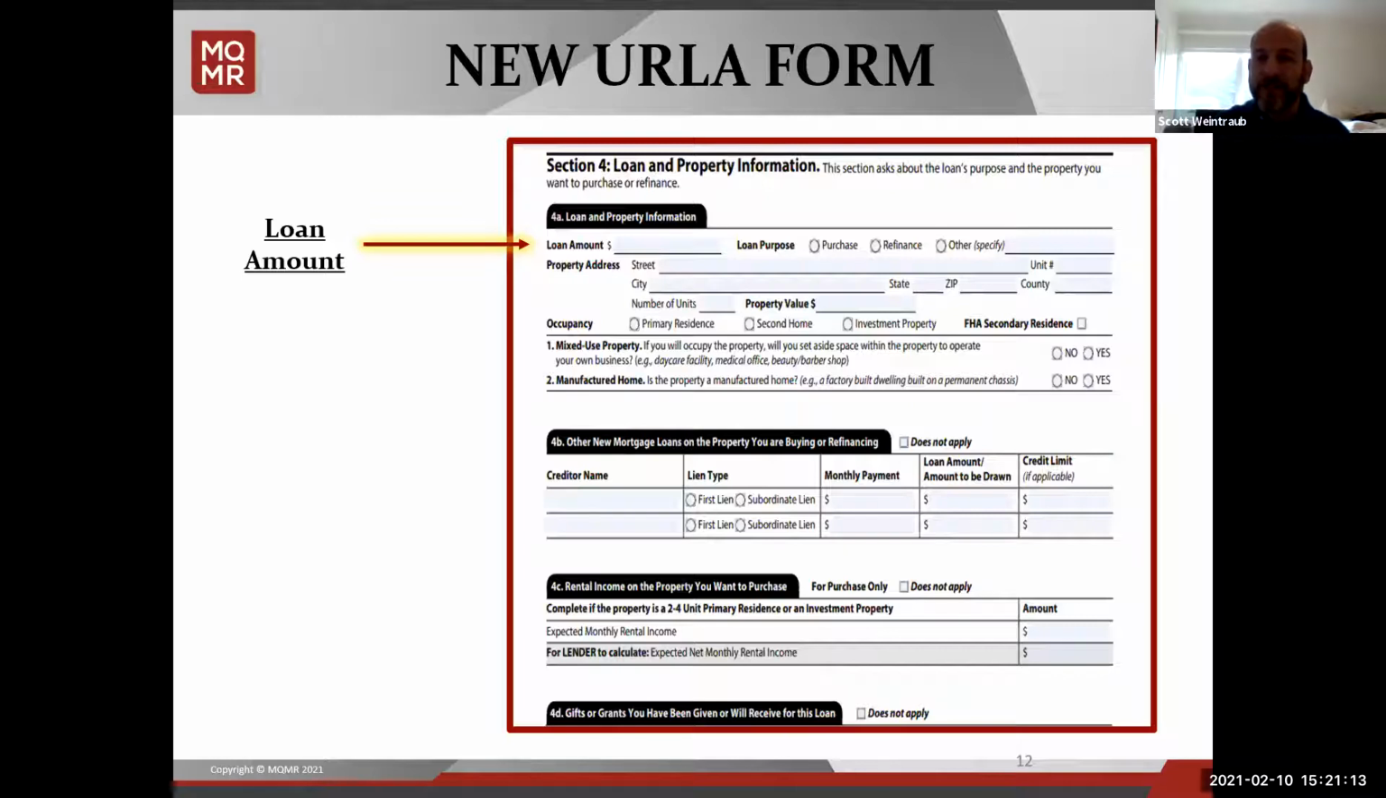And then there are some questions here, again easy yes or no questions. And then there's a section right underneath that for any other new mortgage loans on the property that the applicant might be buying or refinancing.